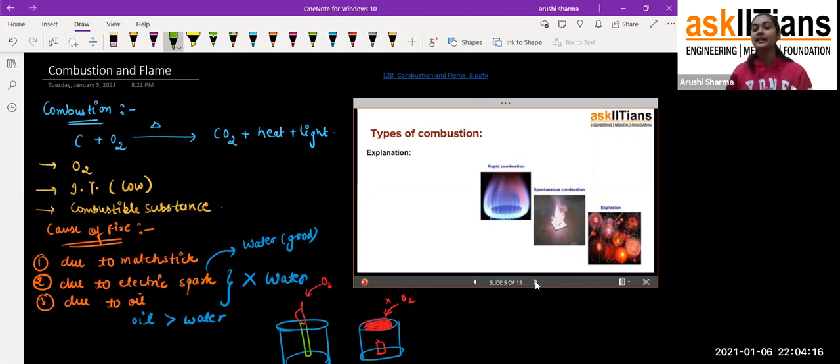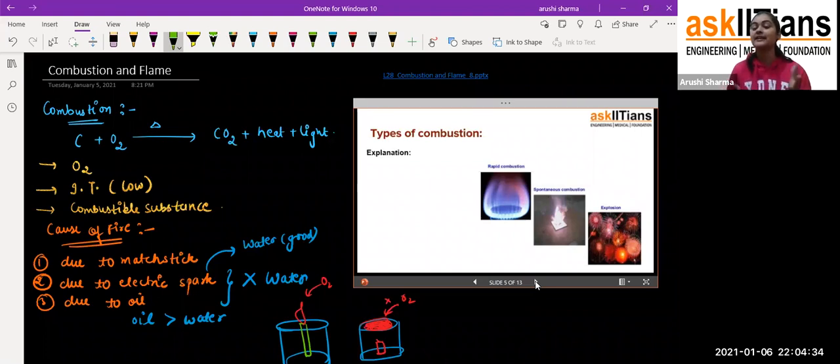For example, if there is a leakage of LPG and we don't know about it, and if there is a small matchstick there, it will suddenly catch fire. That is called spontaneous combustion, okay. And that spontaneous combustion will convert into an explosion.